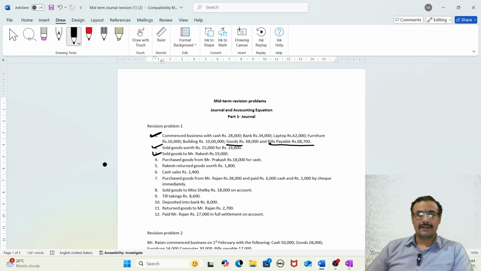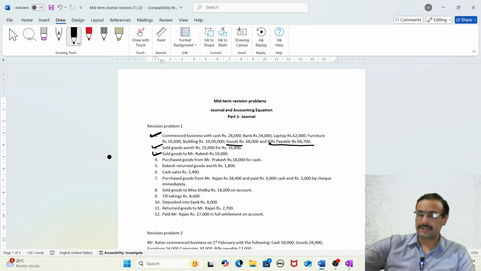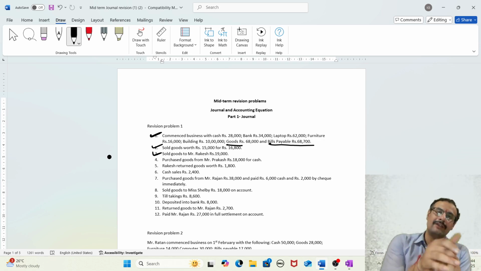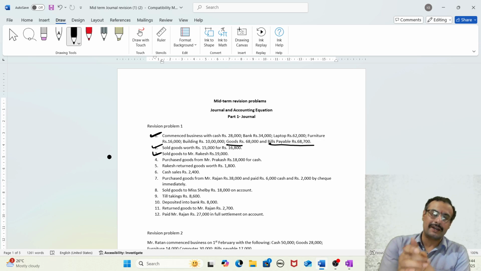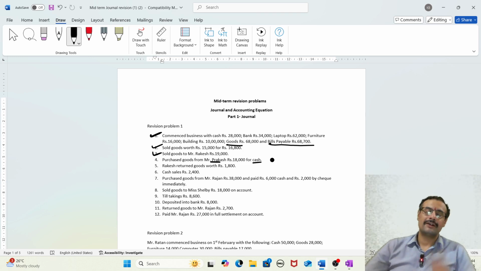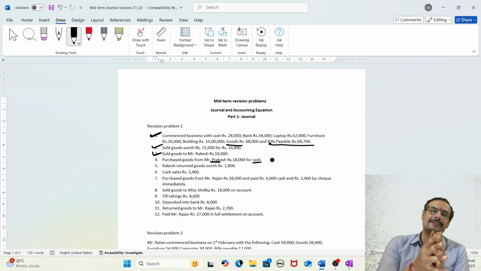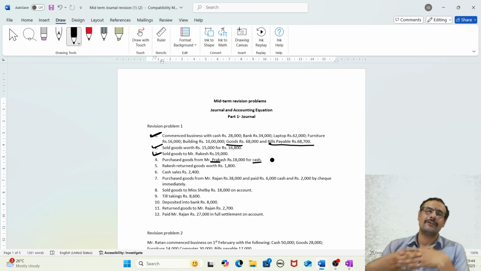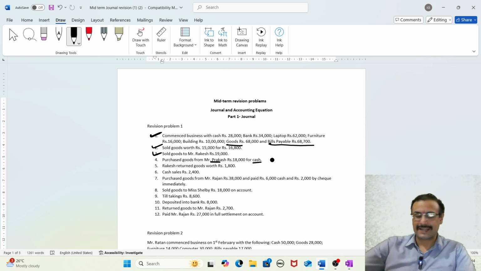That's right. Then purchase goods from Mr. Prakash, rupees 18,000 for cash. Two minutes back I told you when they have given only a name, it is a credit transaction. But in this transaction, they have given the name and also the term cash. Whenever they have given both, we always give priority to cash, not to the name. We accountants, we commerce people, always give priority to cash only. So it's a cash transaction.